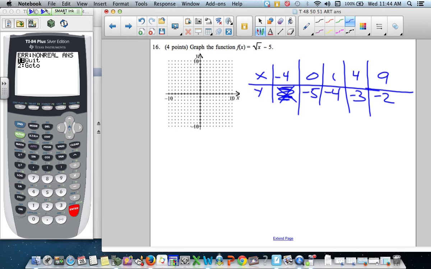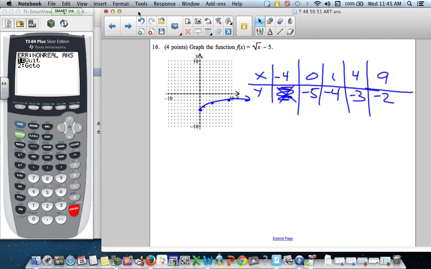So now I plot these points, (0, -5), (1, -4), (4, -3), and (9, -2), and I connect them, and this is the type of graph I will get. It doesn't go any further past that point 0. Okay?